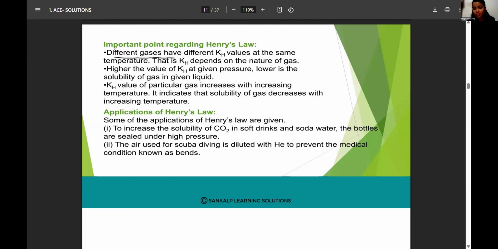Okay. Till then, please concentrate here. Let's see the important points of Henry's law. Different gases have different KH values at the same temperature. And also, KH value depends on the nature of gases. As I told you previously, higher the value of KH, lower is the solubility. Remember this important point. Then KH value of a particular gas increases with increase in temperature. When temperature increases, KH value also increases. But when KH value increases, solubility decreases. Please remember this relationship.